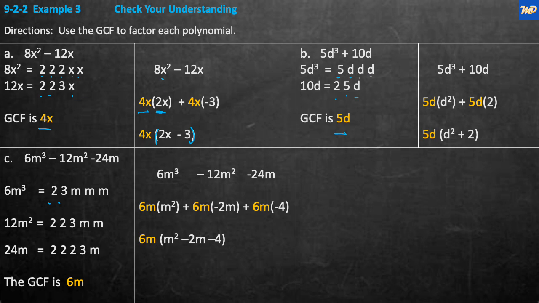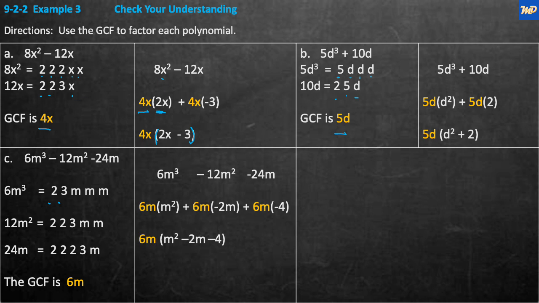And then finally, in the last one, we have 24m. So we know we're going to have 1 m. And 24 breaks into 2 times 2 times 2 times 3. And we know it's 2 times 2 times 2 because it's 8 times 3, and 8 is 2 cubed. Or you could do it the long way: 2 goes into 24 12 times, 2 goes into 12 6 times, 2 goes into 6 3 times, and a 3 remaining times m.